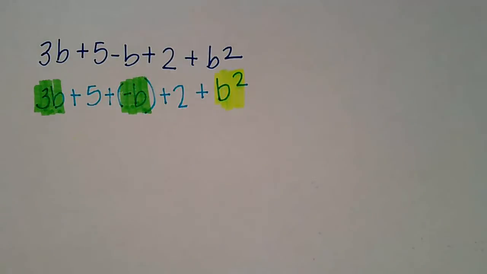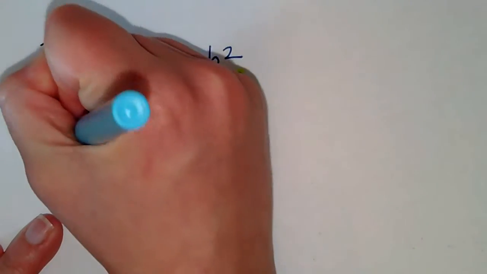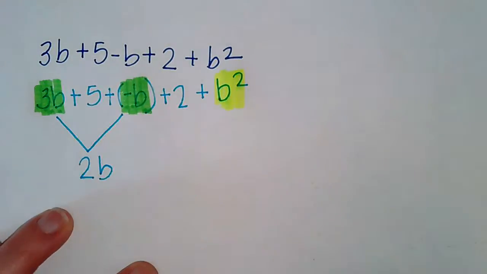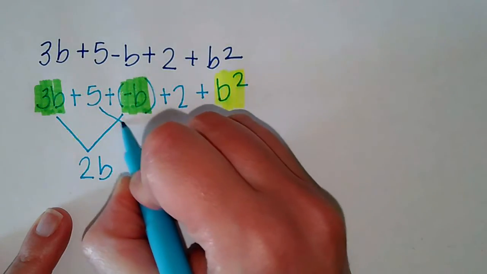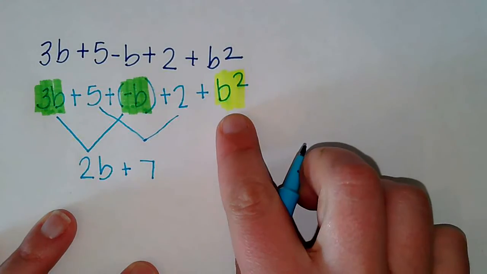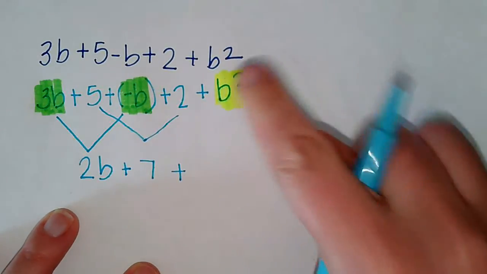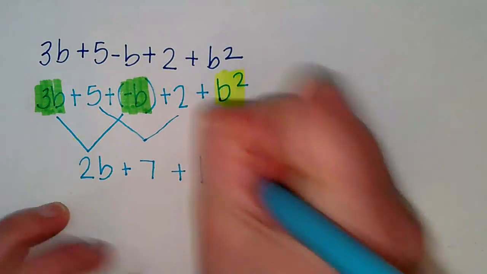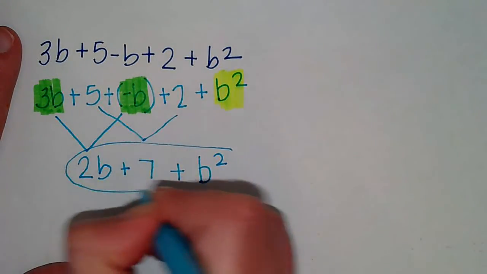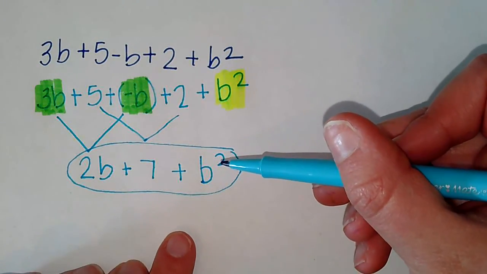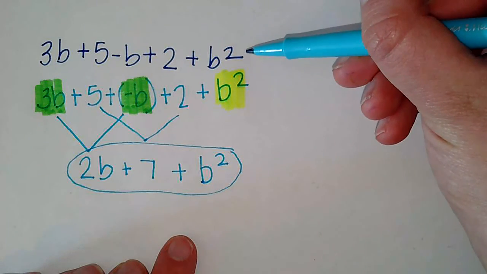Okay, now we can start combining. I'm going to start by combining my green b's. 3b plus negative b is 2b. Next, I'm going to combine my 5 and my 2, which is 7. And then lastly, my b squared has nothing to combine with, so I will leave it as is. Therefore, this is the simplified form of this longer expression.